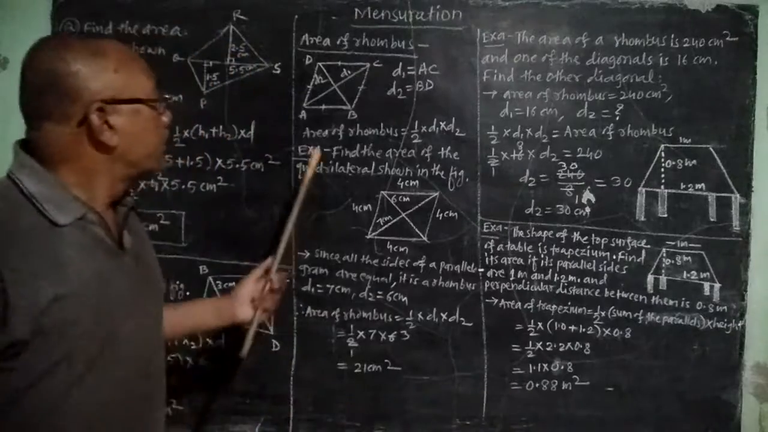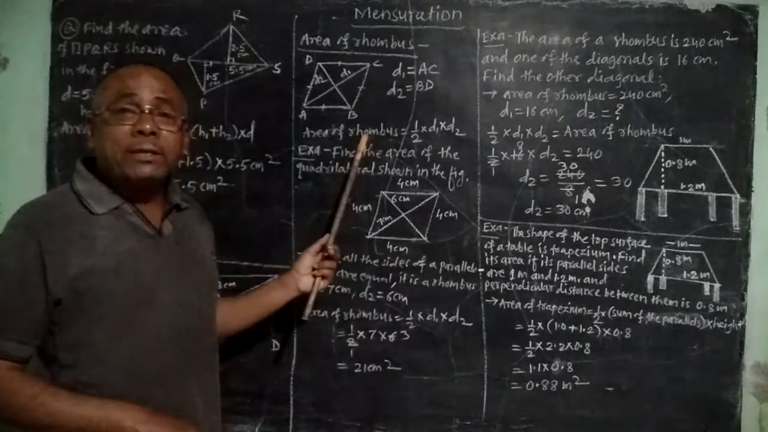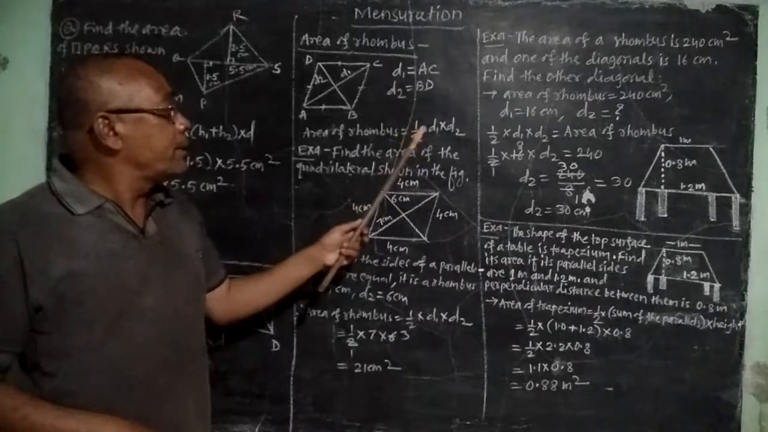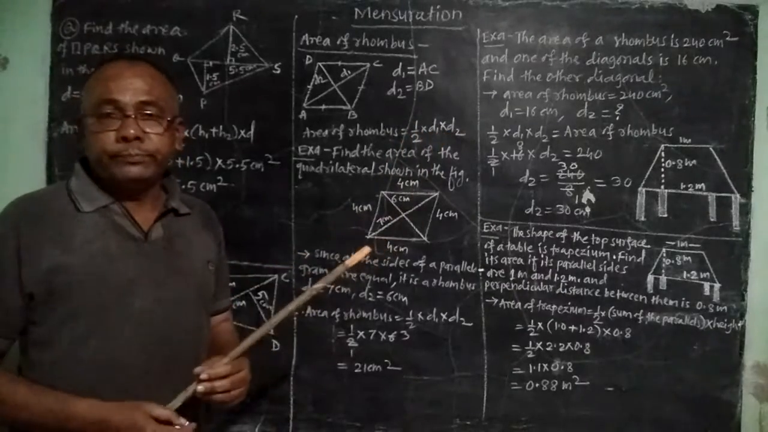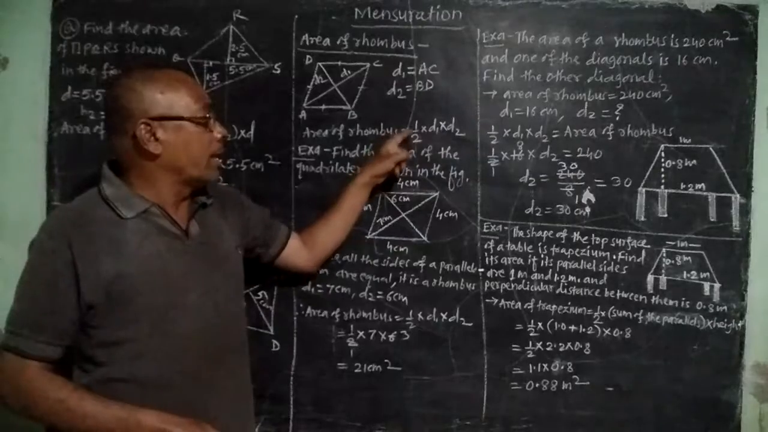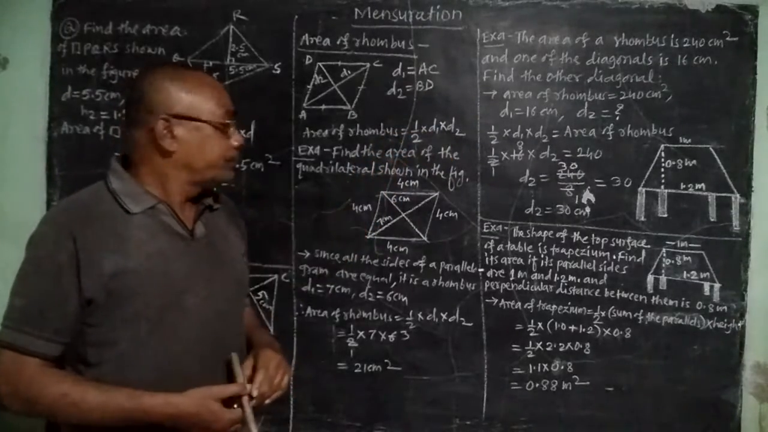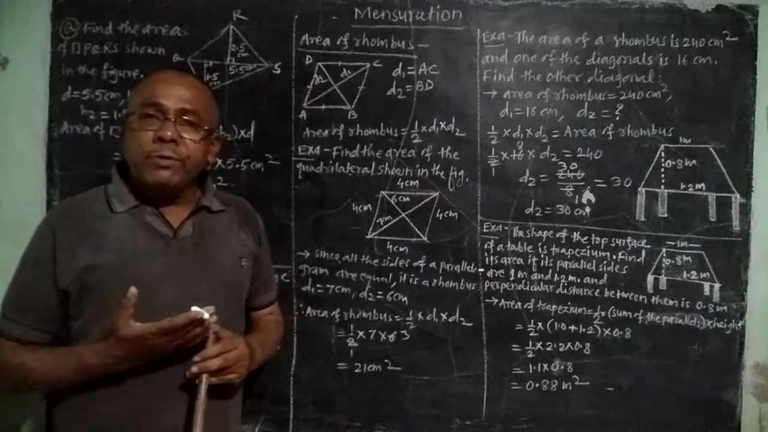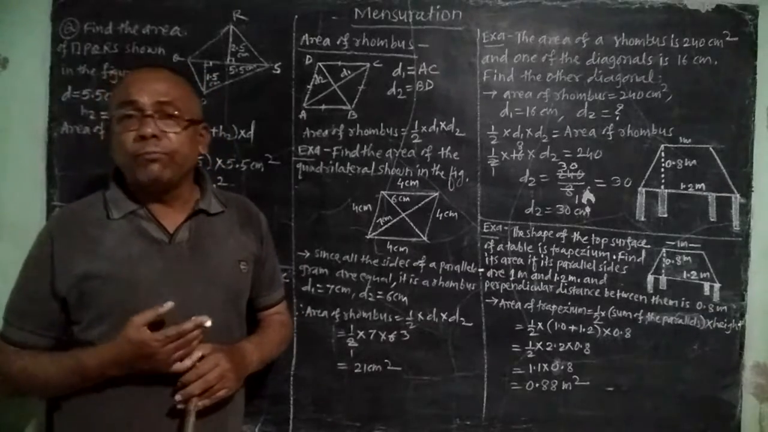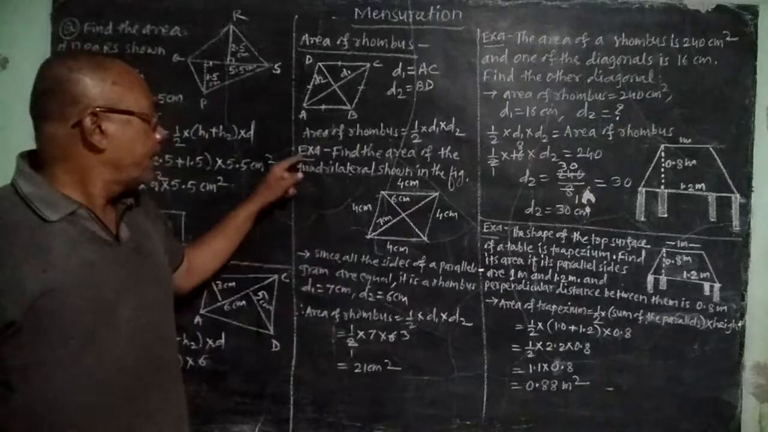And now the area of the rhombus can be found by applying the formula, that is 1/2 into D1 into D2. Means area of rhombus is equal to 1/2 into D1 into D2. So again, we will consider one example here to find out the area of the rhombus. So write down example.